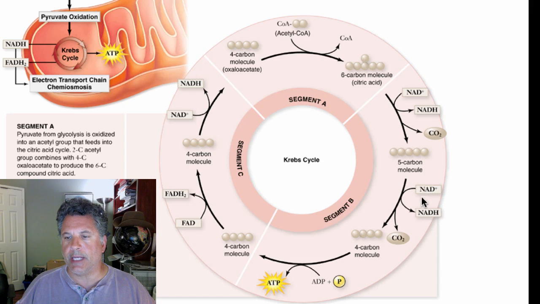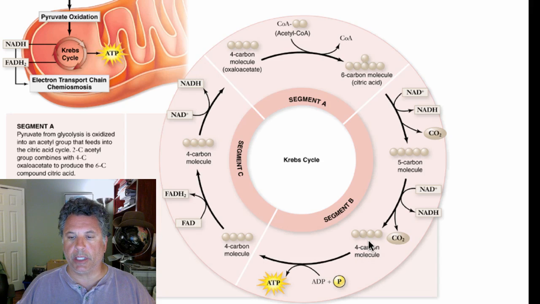So we reduce NAD plus to NADH by adding 2 electrons to it, plus a proton, a hydrogen ion, and we end up with NADH. And we end up with a 4-carbon molecule. And now we have an energy production step. ATP is produced in a transformation.